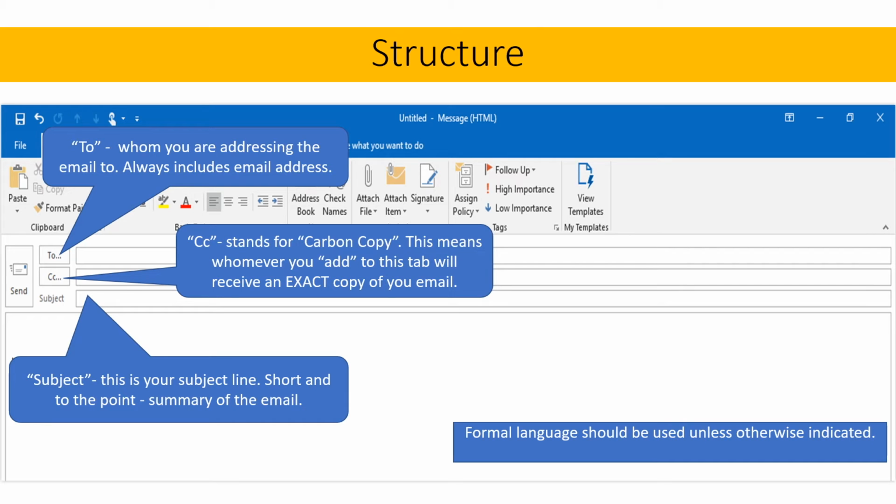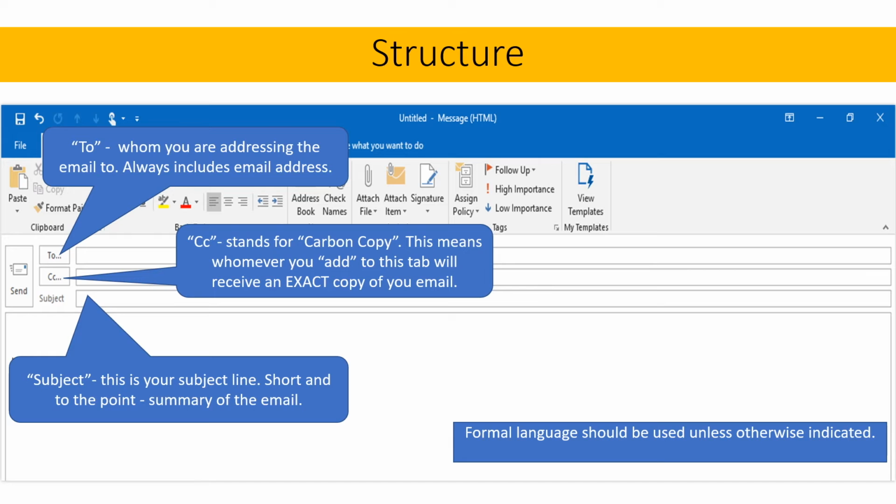Let's have a look at the basic structure of an email. So if you go onto a laptop or you go onto your parent's laptop or your guardian and you open up Outlook, this is what you're going to get. So first of all, we're going to look at the To button. So this is whom you are addressing the email to. This always includes the full email address.